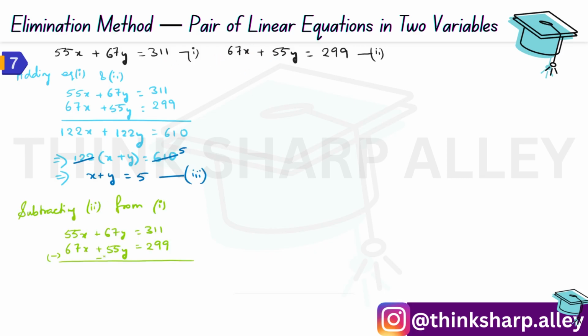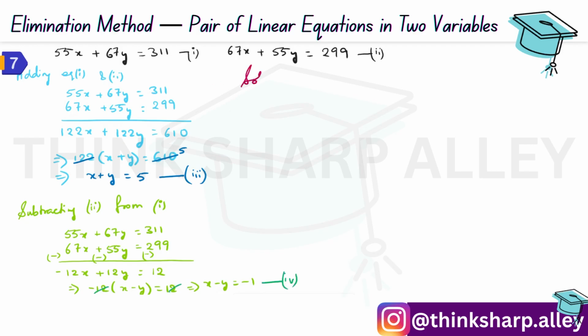Now obviously to subtract we have to change the sign throughout, right? So 55 minus 67 is minus 12x plus 12y equals to 12 again. So here we are taking minus 12 common. So I'm left with x minus y equals to 12. And that gives me x minus y equals to minus 1. So this is our next simple equation.